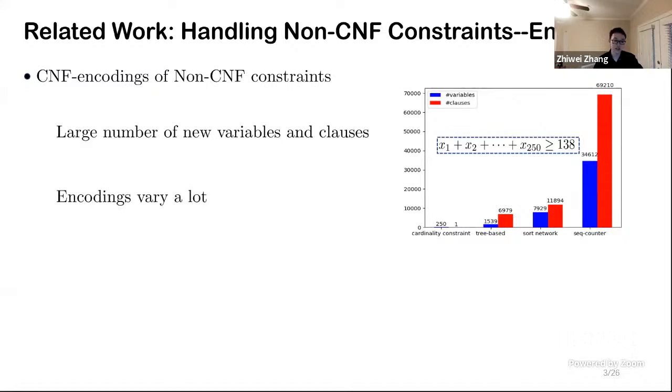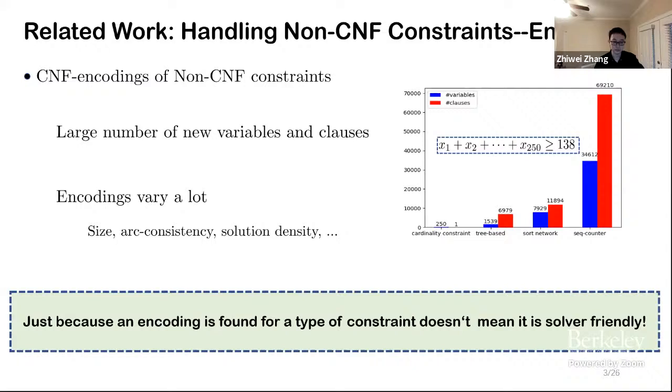Besides the size, encodings can vary a lot in other aspects like arc consistency and the solution density. So usually different solvers prefer different encodings. And the takeaway message here is that just because an encoding is found for a type of constraint doesn't mean it is solver friendly.